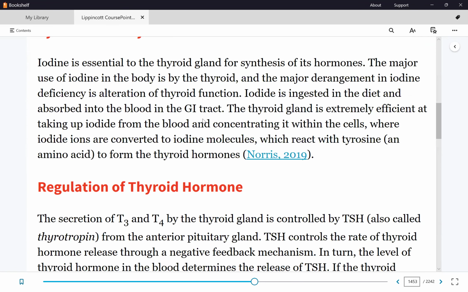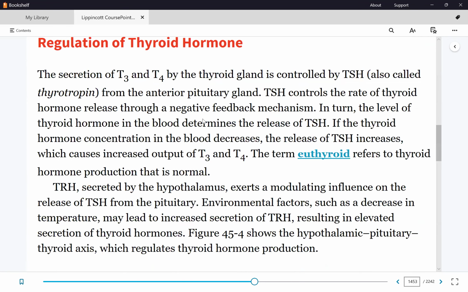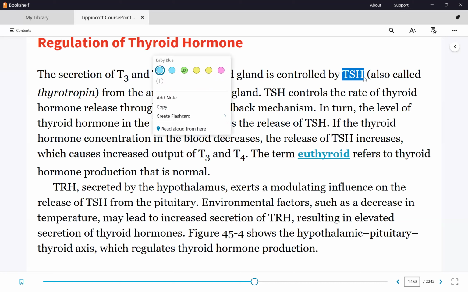How it works is it's another endocrine gland, so therefore it's subject to the control of the pituitary gland. Just like any other endocrine gland, they are controlled or at least influenced by the pituitary gland. So their release is controlled by TSH, which is thyroid stimulating hormone. Now, this hormone is released in response to the levels of T3 and T4 in the blood.